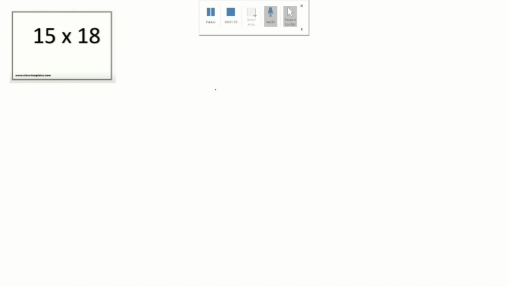Let's try to have another example. Suppose we have 15 times 18. Again, in excess of 10, we have 5 here. And here, 18 in excess of 10, that's 8. So again, you can add 5 to 18 or 8 to 15. So let's say we're going to add 15 and 8. The answer is 23.